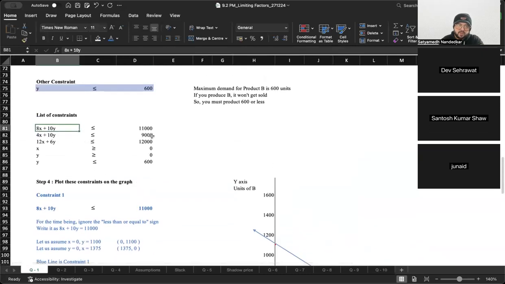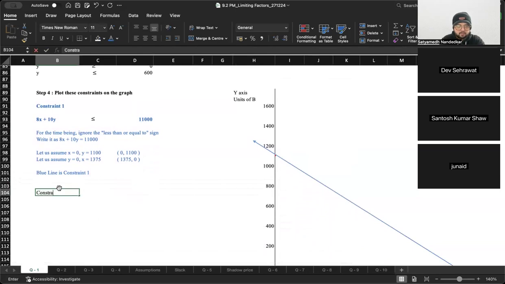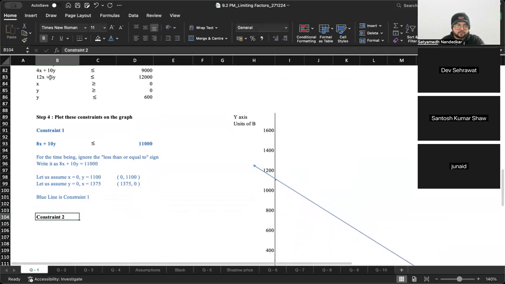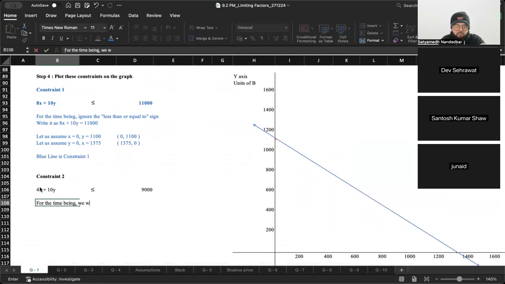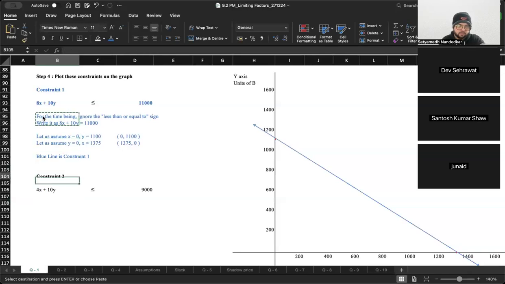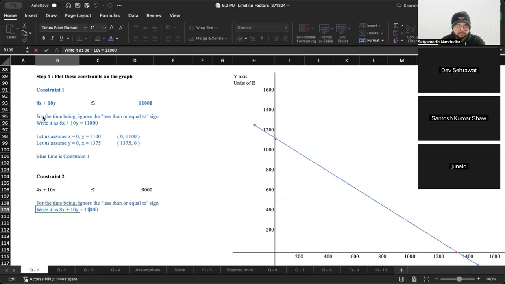ठीक है. Constraint 2, 4x plus 10y less than or equal to 9000. Now, for the time being, we will call it 4x plus 10y is equal to 9000. Okay. Now, let us assume x equal to 0. Y will be how much? Y will be 900. X equal to 0, Y will be this.